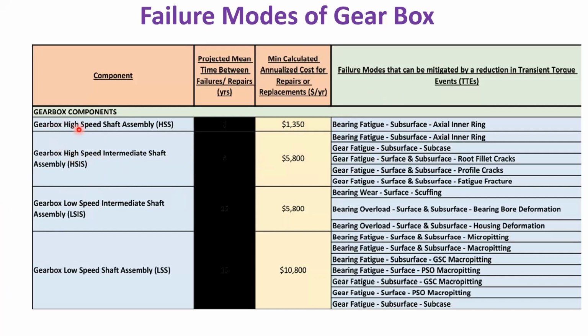Say, for example, the gearbox has a high speed shaft assembly, where you have bearing fatigue, and this failure mode is because of gear fatigue, so you are going to have the gearbox failure. Again, it is applicable for a low speed intermediate shaft, a high speed intermediate shaft, or even a low speed shaft. You have different failures. One can be a fatigue failure of the gear or the bearing, and even overload of the bearing can also create a failure.